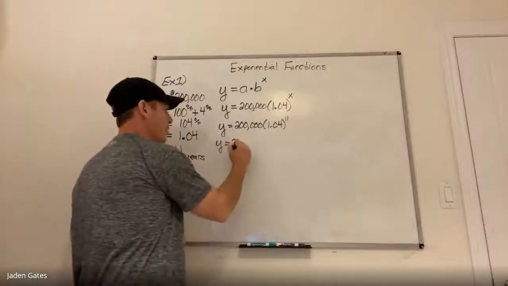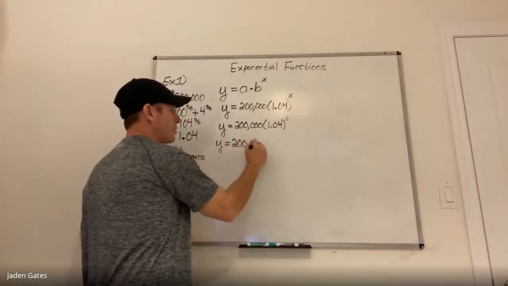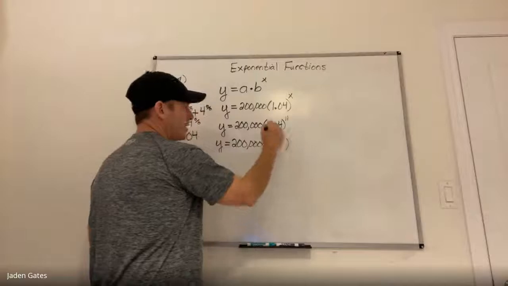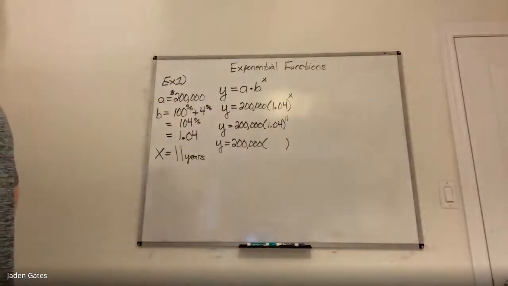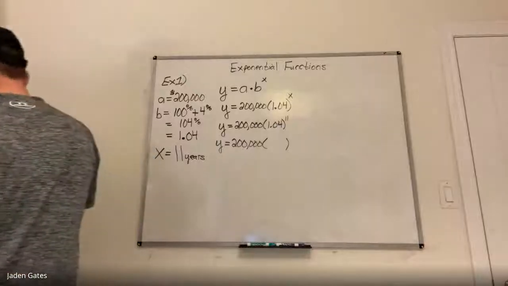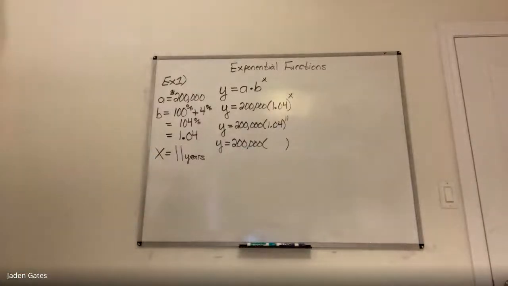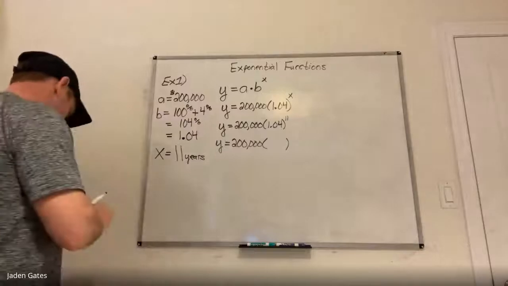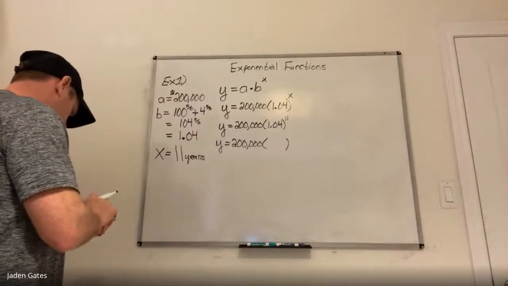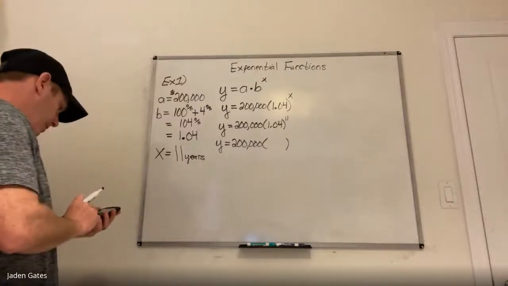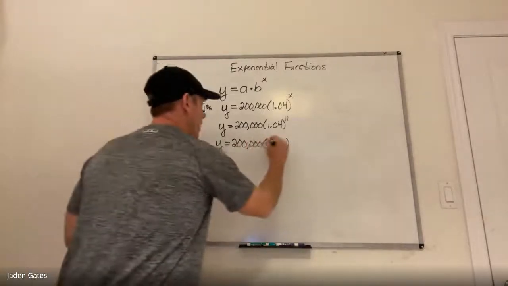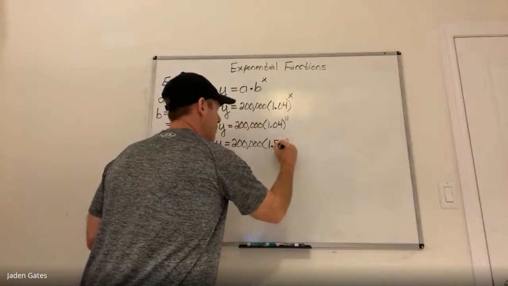All right, and then to solve this equation, again, following BEDMAS, I have to do my exponent first. So I have my $200,000 here, and then I take 1.04 to the power of 11. I think on my sheet I messed it up, I did to the power of 10. It is 1.54, rounded to 2 decimal places.